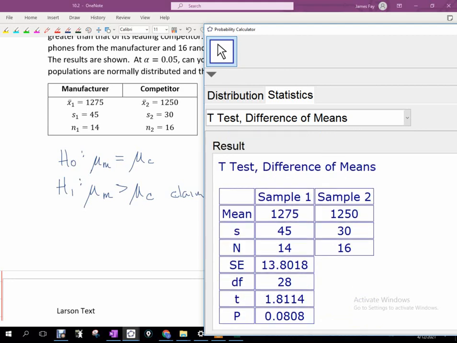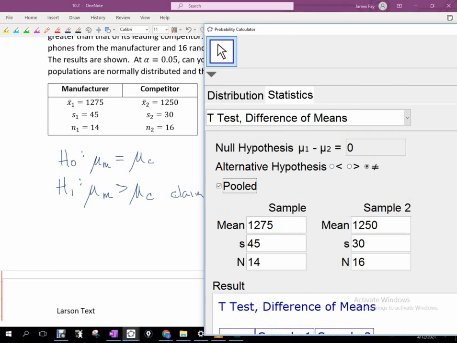Scroll down. I'm sorry, yes. So the alternative hypothesis, thank you. Because this is greater than, right? So we want greater than here. We want a right-tailed test. Thank you.